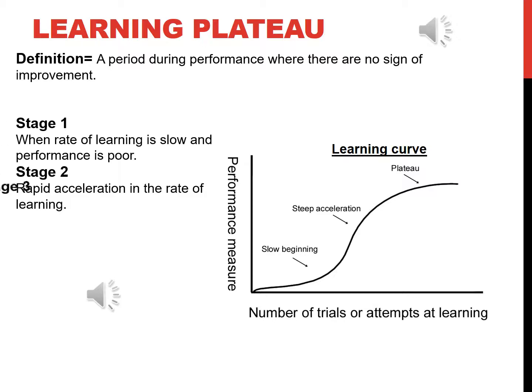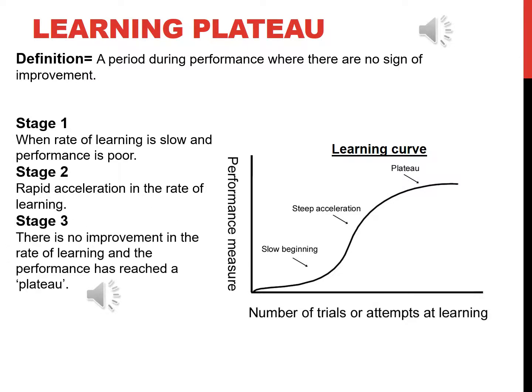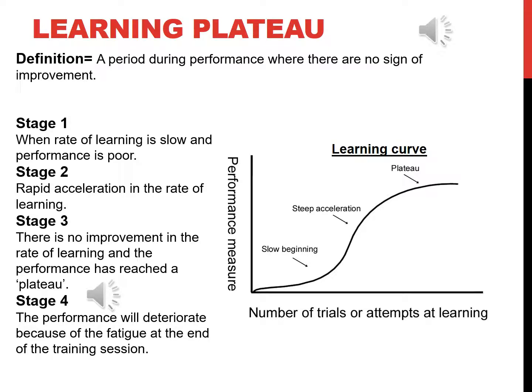At stage 3, there is no improvement in the rate of learning and the performance has reached the plateau. The performance maintains the same level. Stage 4 is a period towards the end of the task when, perhaps due to fatigue, the performance may deteriorate.